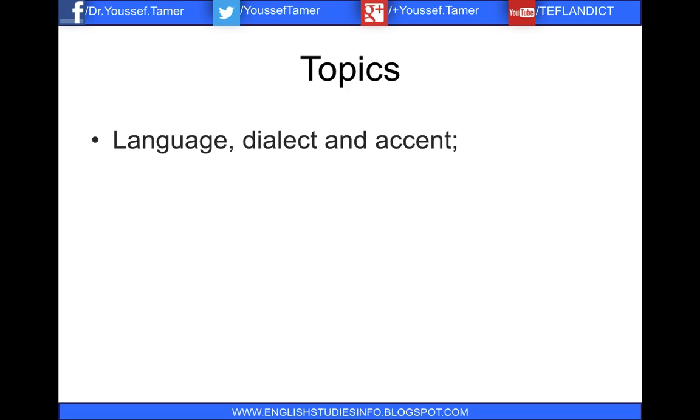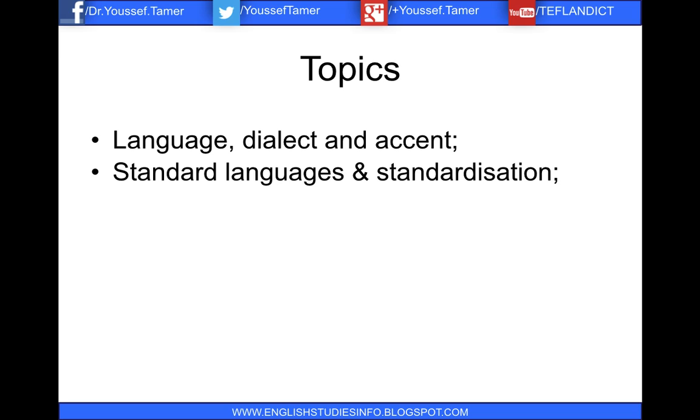Now, the topics we will cover are as follows. We will cover the concepts of language, as we have seen in the example in that text, dialect, accent, and of course we're going to refer to our context, to our speech community, in order to describe these concepts, and we will be comparing between ours and other contexts.